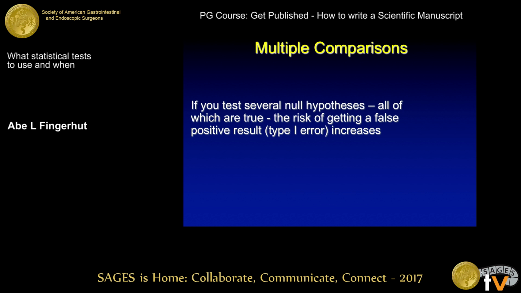Let me just talk about something else. P-values are set, as I said, for the false positive, by convention, at 0.05. If you test more than one null hypothesis, in other words, you do subgroup analysis, very common, you can't use the 0.05 anymore. Every time you use a statistical test, you increase the risk of a false positive.